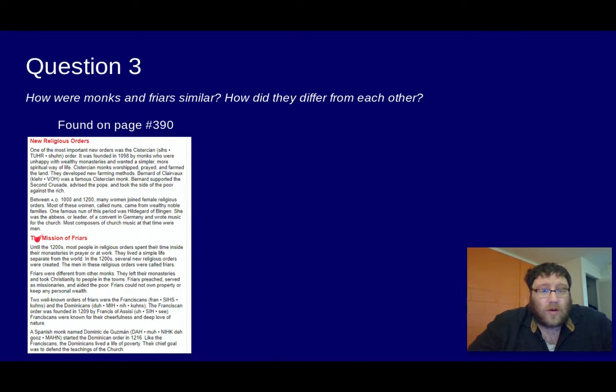Our answer can really be summed up in this: friars were different from other monks. They left their monasteries and took Christianity to the people. Friars preached, served as missionaries, and aided the poor. Friars could not own property or keep personal wealth, so they were similar to monks in that way. But the monks stayed in the monastery and prayed, while the friars left and were missionaries. So that's the big difference.